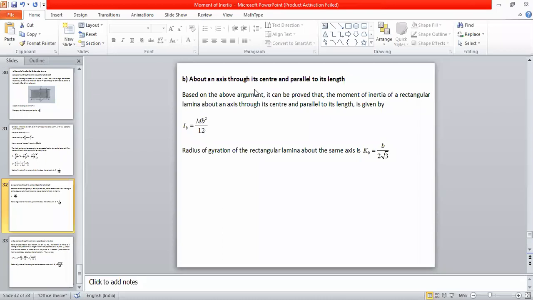So the moment of inertia of a rectangular lamina about an axis through the center parallel to the length is IB, because this moment of inertia is no longer a function of L, it is a function of breadth B, so that's why we write it as IB, and this comes out to be mb square by 12.